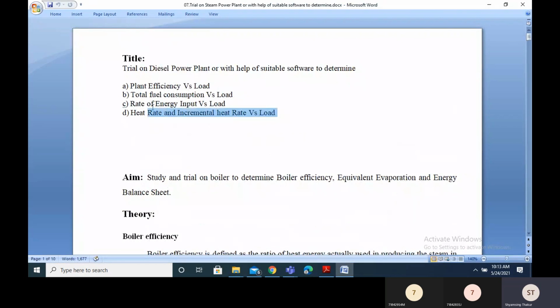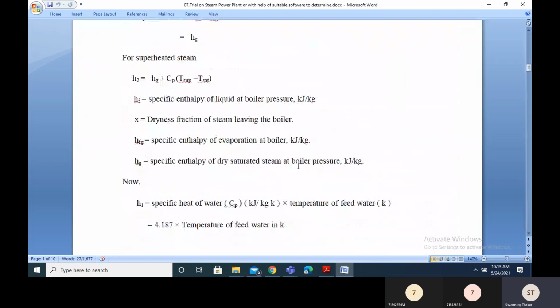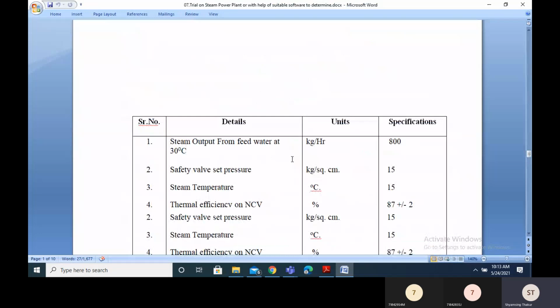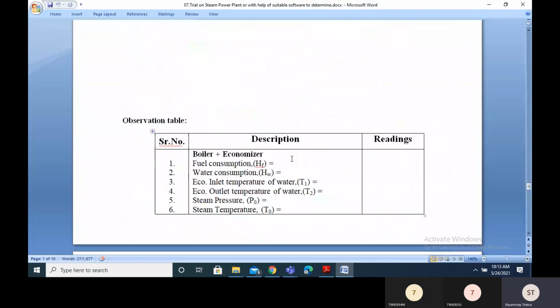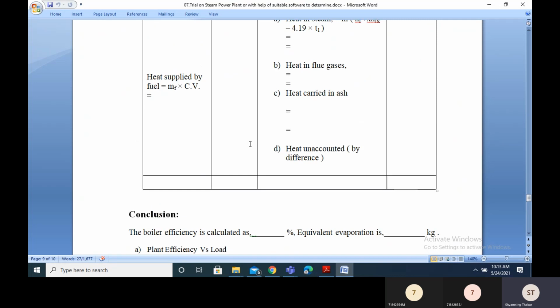diesel power plant, you need to add these things. So this manual is ready. You need to put the readings and calculations over here, and you need to draw the graph. You have to do this by yourself, because this performance is already there in applied thermodynamics. You just need to do it again.